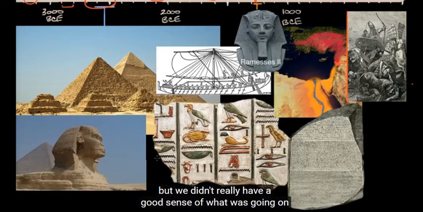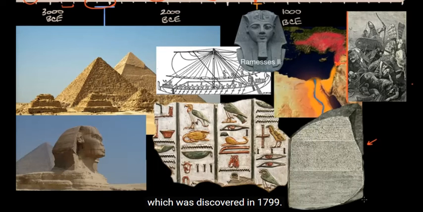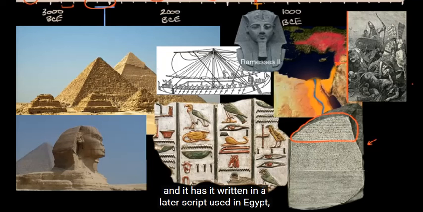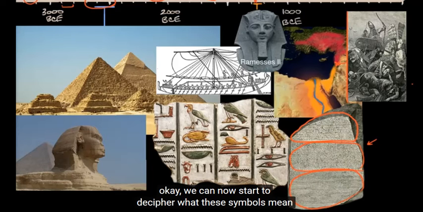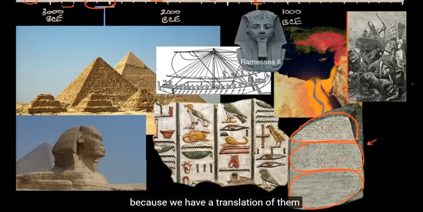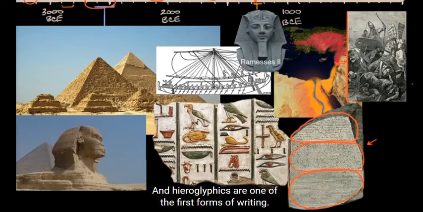until we discovered this, which is the Rosetta Stone, which was discovered in 1799. And the reason why this is so valuable is it has the same text written in 3 different languages. It has it written in the hieroglyphs of the ancient Egyptians, and it has it written in a later script used in Egypt called Demotic Egyptian, and most importantly, it has it also written in Greek. And so historians were able to say, okay, we can now start to decipher what these symbols mean because we have a translation of them. And that's why it's one of the first civilizations where we're able to put the picture together. And hieroglyphics are one of the first forms of writing.